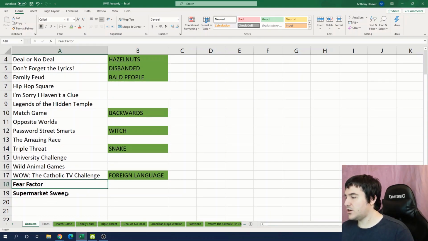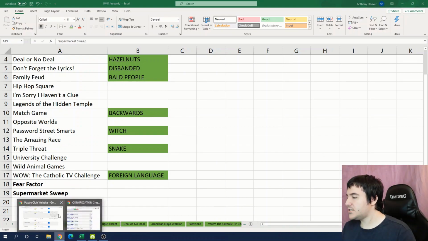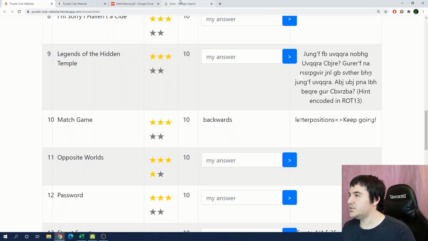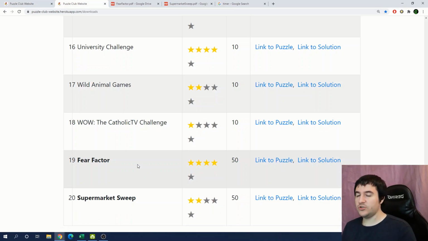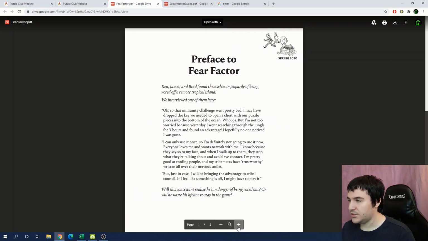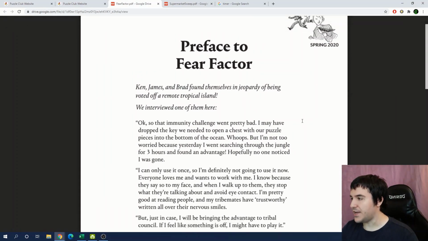We still have quite a few to go, but I want to take a quick look at these two meta puzzles, maybe make sheets for them as needed, and see if I can jump into those. So in this hunt, there's two meta puzzles, and I have to sort through which answers go to which of the two meta puzzles. So that's going to be an additional challenge, especially if I don't have all the answers yet. The first meta puzzle is called Fear Factor. Let's take a look. Preface to Fear Factor.